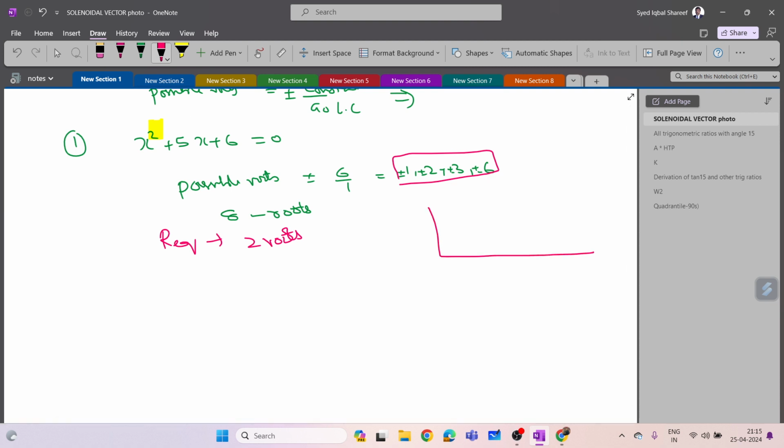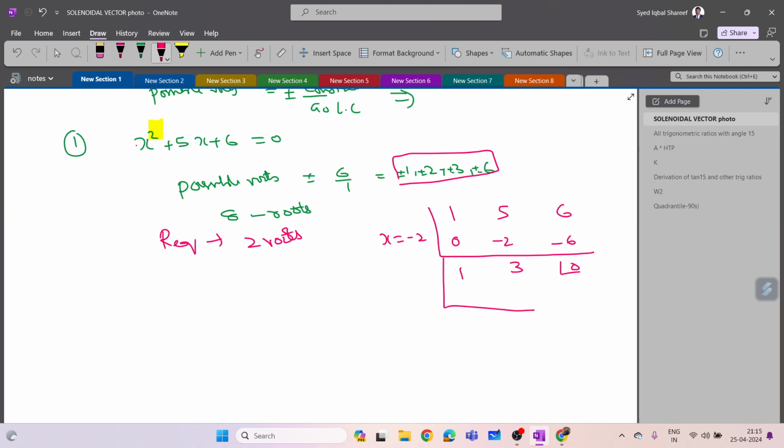For synthetic division, the coefficient of x square is 1, the coefficient of x is 5, and the constant is 6. We have to write equal to 0. All are positive, so I am taking x equal to minus 2. Minus 2 times 1 is minus 2, 5 minus 2 is 3, minus 2 times 3 is minus 6. Minus 6 plus 6 is gone.